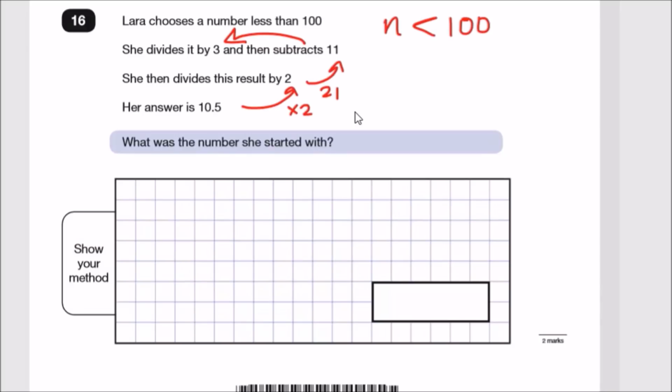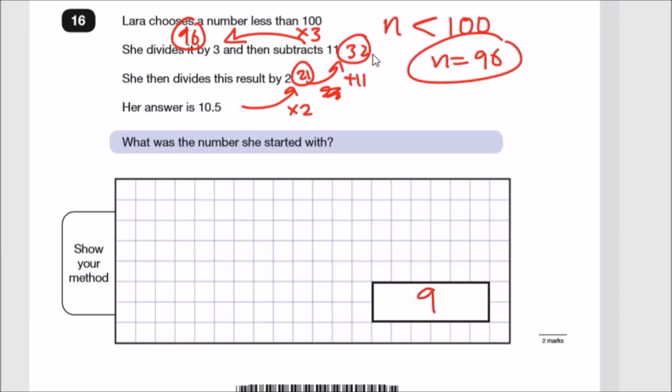Let me put 21 here actually. Doing it backwards, it says here that she subtracts 11, so the opposite is adding 11. So 21 plus 11 should give us 32. Finally, in the beginning it says divide by 3, so instead we multiply by 3. So it'll be 32 times 3, which is quite easy. It would be 96. Oh my god, that was so slow. And there we go, this answer is less than 100, and yes. So the number you started with was 96.